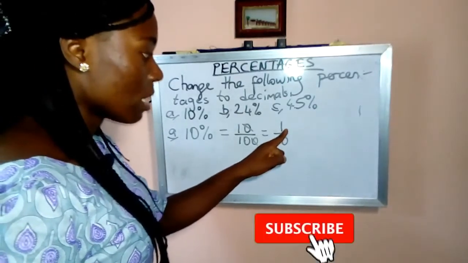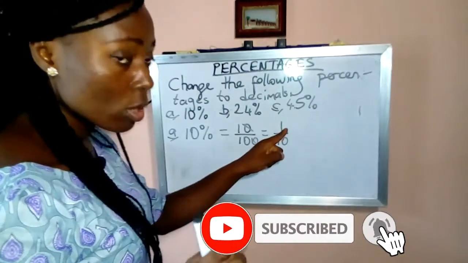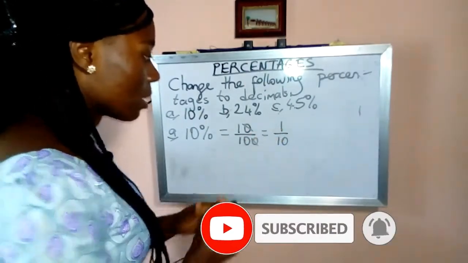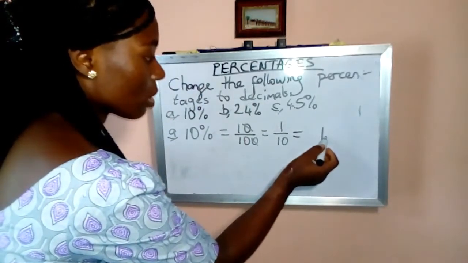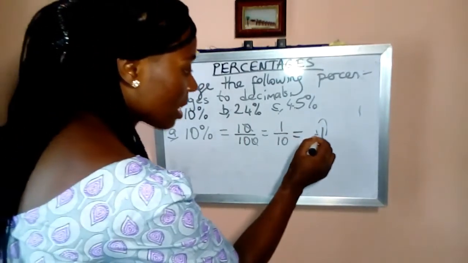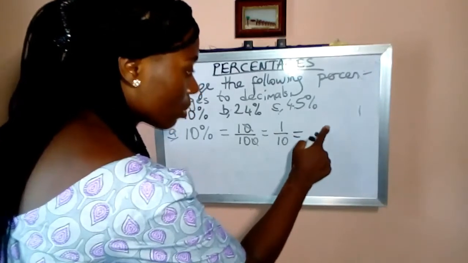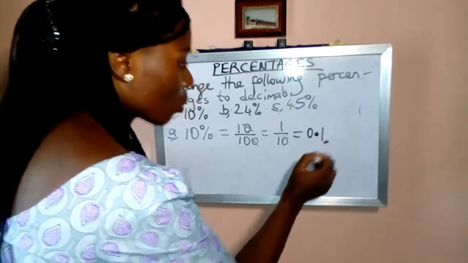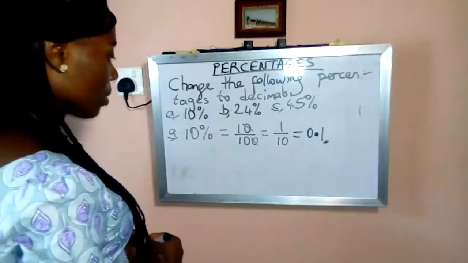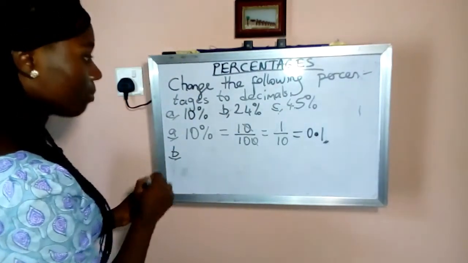Just 1. So let's move the invisible decimal point from behind the 1. Moving backwards one place, our decimal point comes in front, and we'll have 0.1 as our answer. Okay? Let's see the next one.